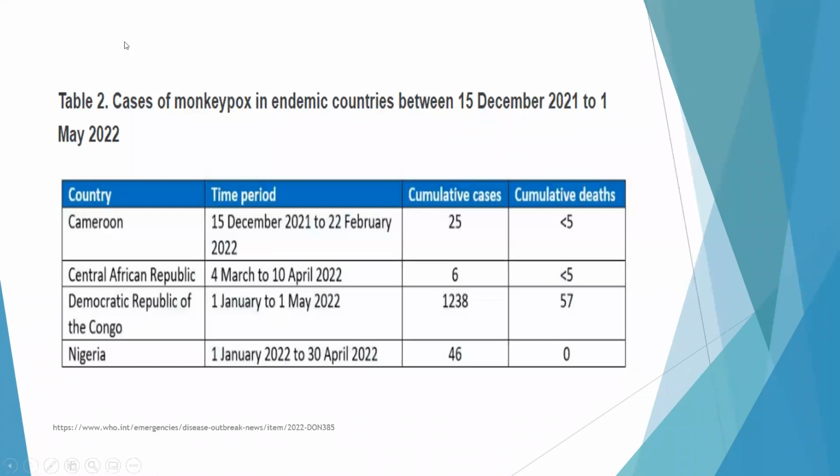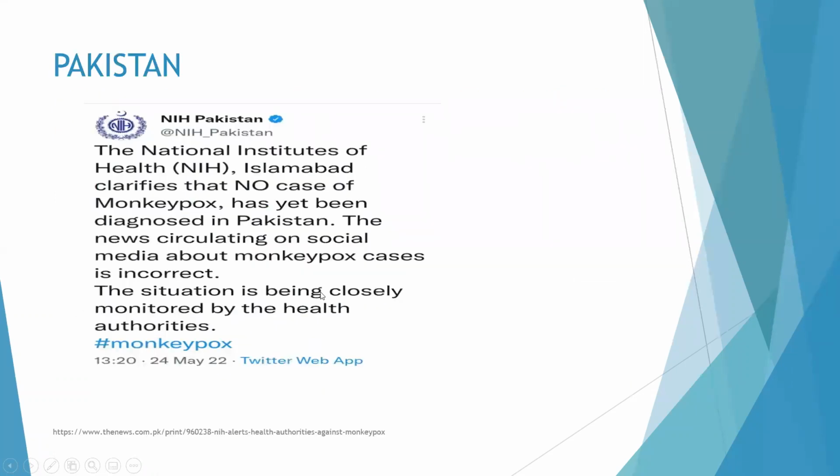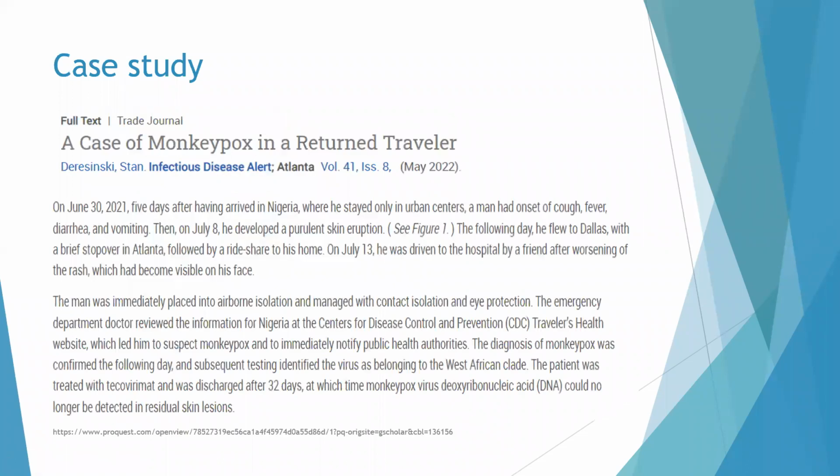And these are the figures of monkeypox reported from endemic countries between 2021 and May 2022. The number has been high, as you can see, in the Democratic Republic of Congo, and other African countries have also been continuously reporting cases. Regarding Pakistan, there has been a recent tweet clearly showing that till 24th May, no case of monkeypox has been diagnosed in Pakistan. The news were all speculations and rumors regarding confirmed cases in Pakistan.